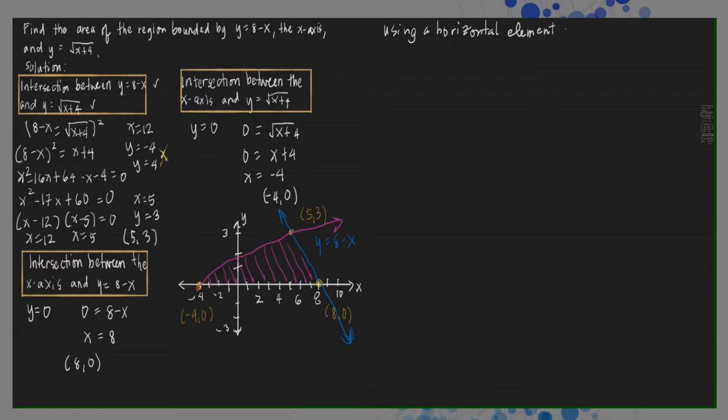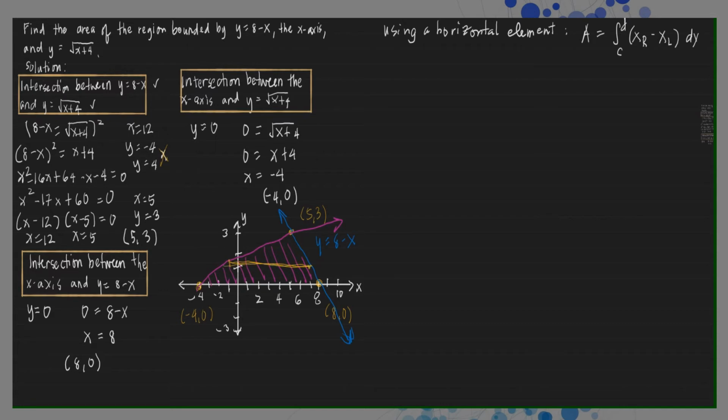So the formula will be A is equal to the integral of x right minus x left dy from c to d. So c is the lowest y-coordinate of the region and d is the highest y-coordinate of the region. So let us illustrate this by drawing or sketching a horizontal element inside our region. So suppose we draw our horizontal element this way.